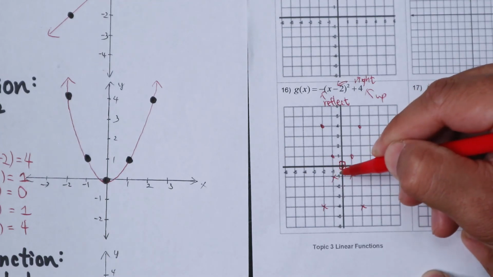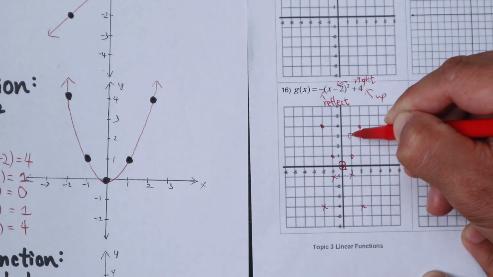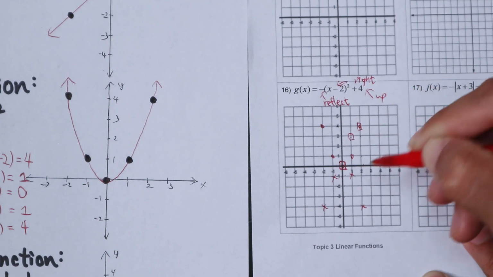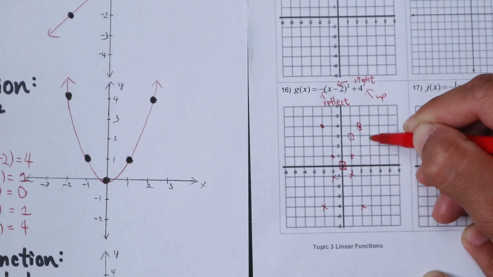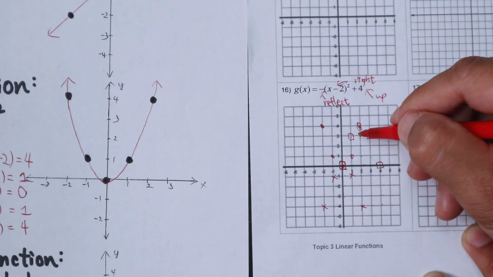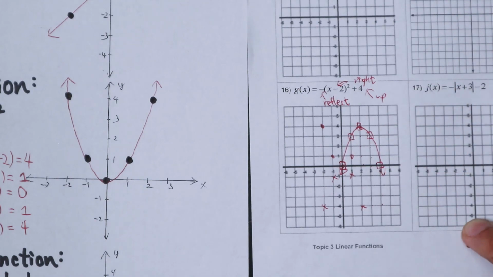So same thing for this dot. You move 2 right and 4 up. So 1, 2, 1, 2, 3, 4. And then for this dot right here, you move 2 right and 4 up. And then for this dot, you move 2 right, 4 up. And then for this dot, you move 2 right, 4 up. And then here is the final product of this family of functions.